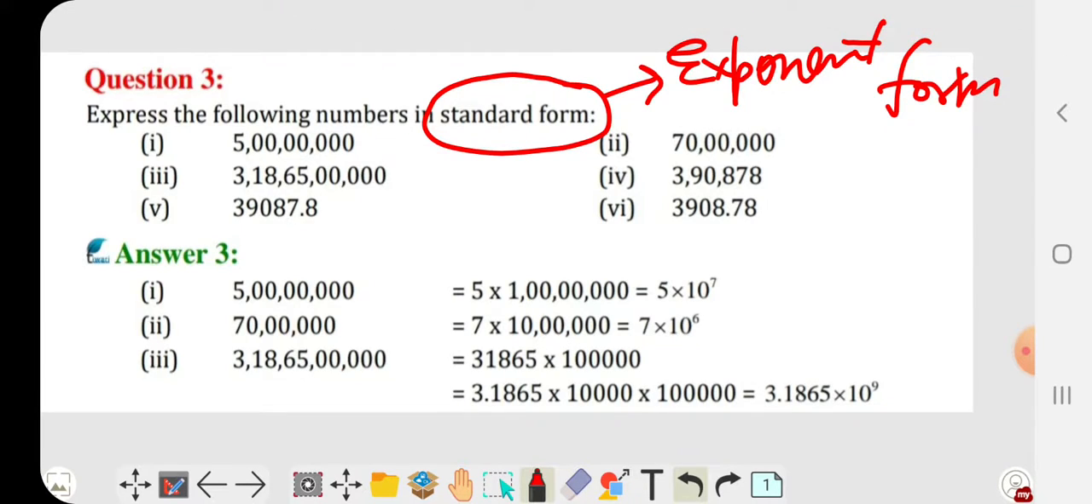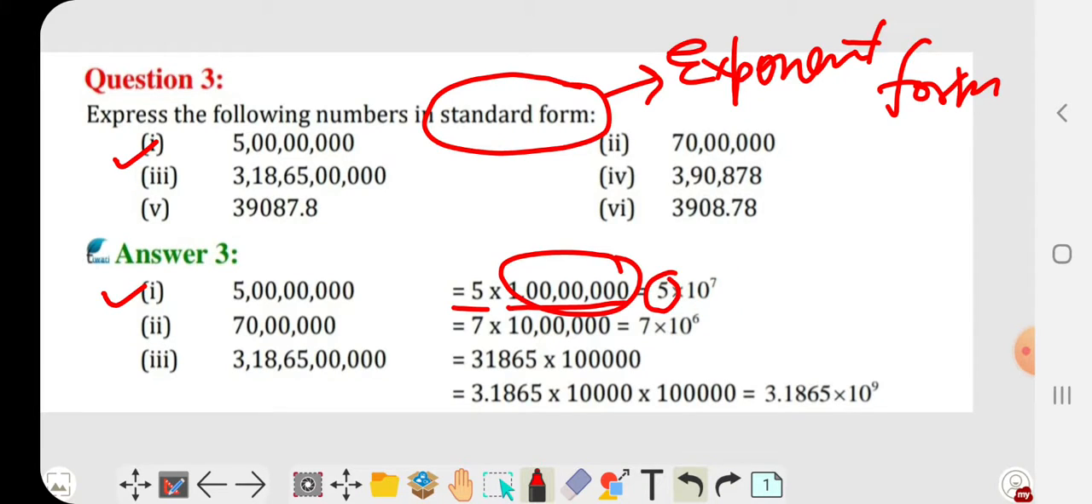Okay, now first is 5. This is 5 crore. Ones, tens, 100, 1,000, 10,000, lakh, 10 lakh and crore. So it is 5 crore. Simply what you have to do, you have to separate the powers of 10. Now this can be written, how many zeros are there? 7 zeros. So we can write it 5 into 1 crore gives us 5 crore. Then 1 crore can be written like this, 10 raised to power 7, because there are 7 zeros here.